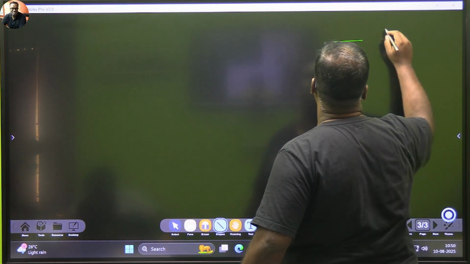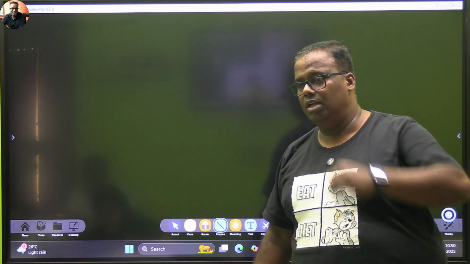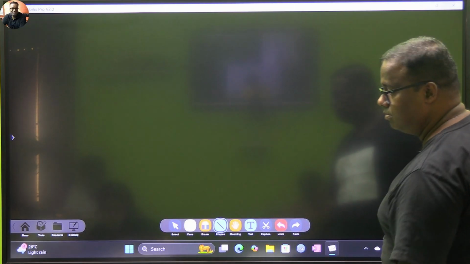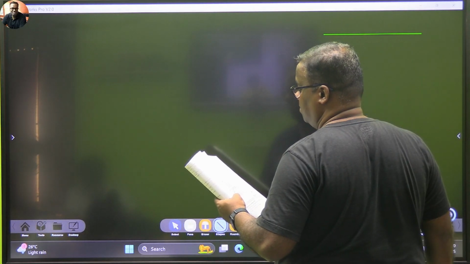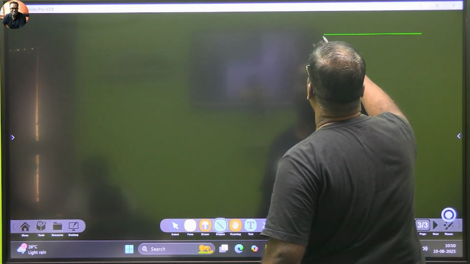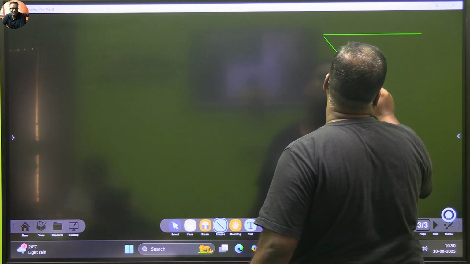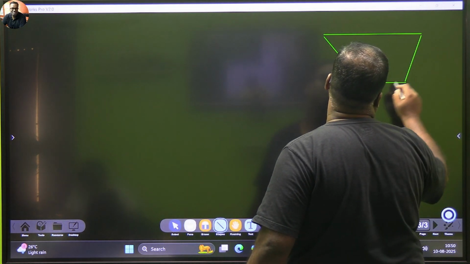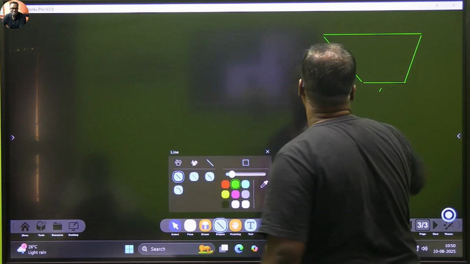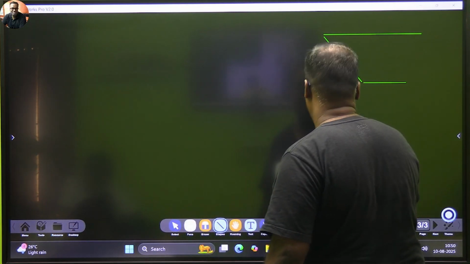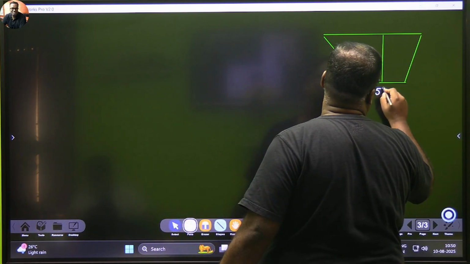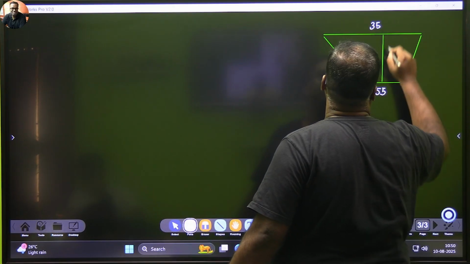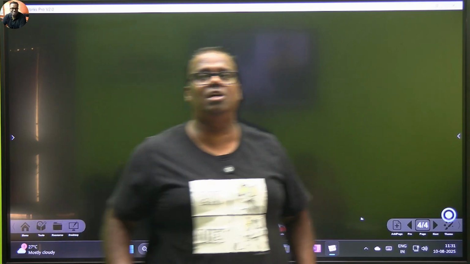In number 4, we are already given a trapezium whose area is given. Only the unknown height has to be taken out. The parallel sides are 55 and 35. This is 35, sorry. This is 55, and this is 35. Area is given. You have to find out this height. That's very easy.